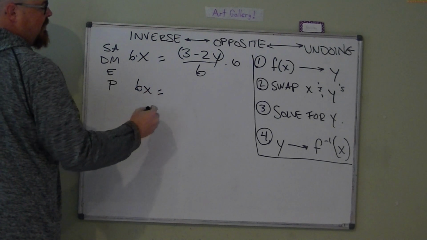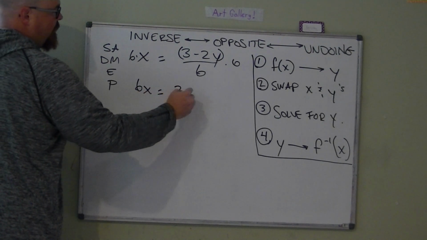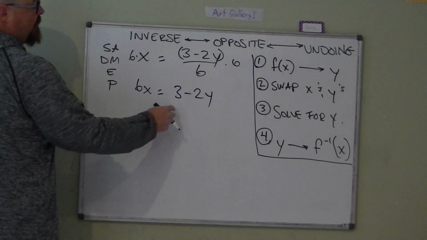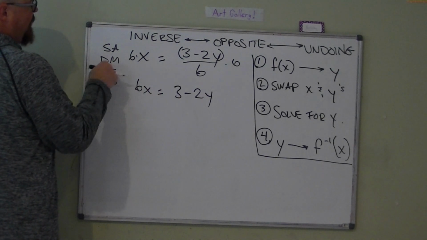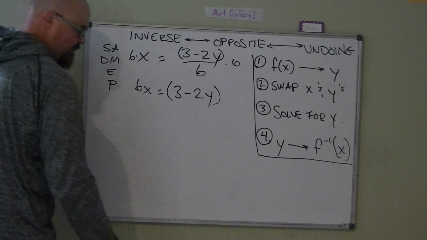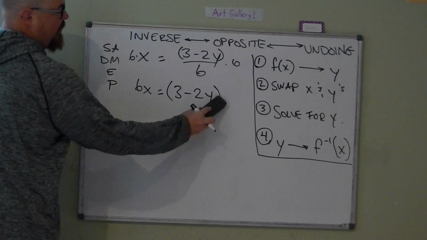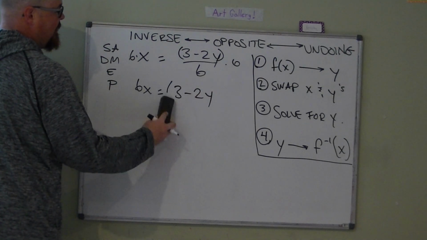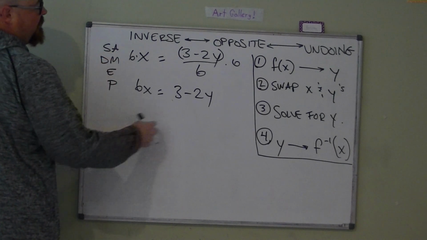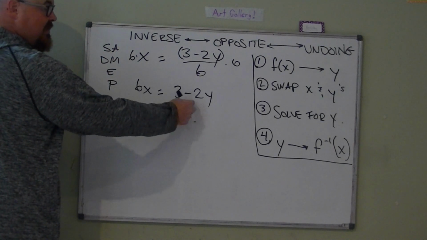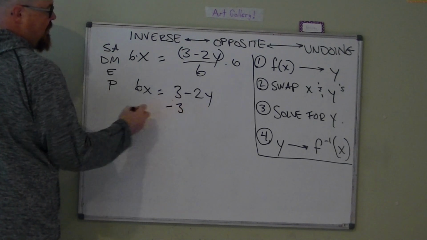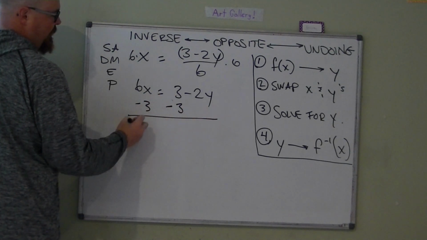So I have 6x equals 3 minus 2y, right? So I've undone the multiplication and division. Now, the parentheses that I had around this, there's nothing else with it, so I don't need these. Now I need to get rid of any subtraction or addition. We're not adding 2 here. This is -2 times x. So we need to get rid of the 3. We're going to subtract 3 from both sides.